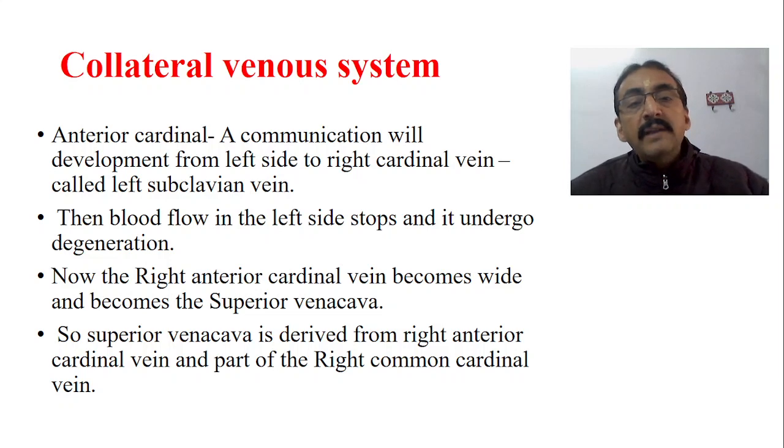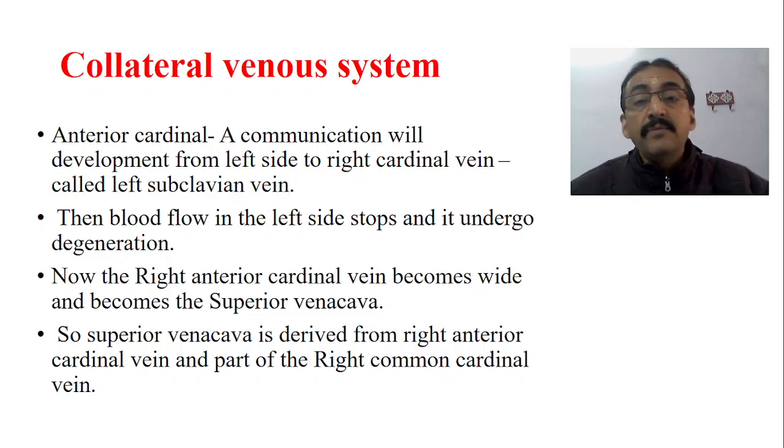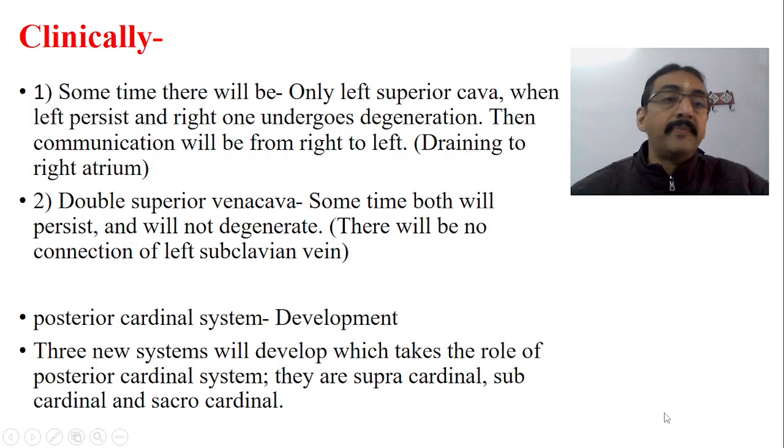Then the blood flow in the left side stops and it undergoes degeneration. The right anterior cardinal vein becomes wide and becomes the superior vena cava. So the superior vena cava is derived from the right anterior cardinal vein and also part of the right common cardinal vein.